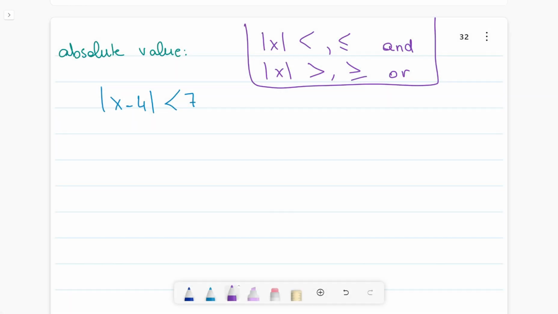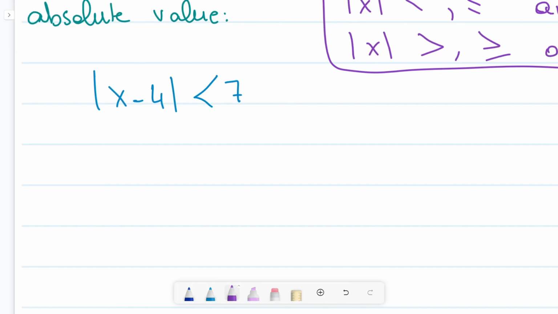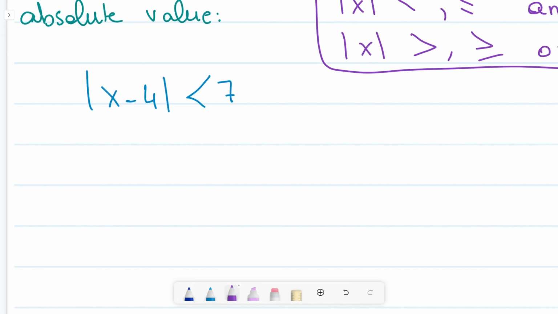So now we will move on to learning about inequalities with absolute value. The first thing I want to point out is whenever we have the sign less than or equal to, we use the word and. Whenever we have greater than or equal to, we use or. So let's solve our first example in order to clarify all of these ideas. So I will show you how to solve such inequalities.